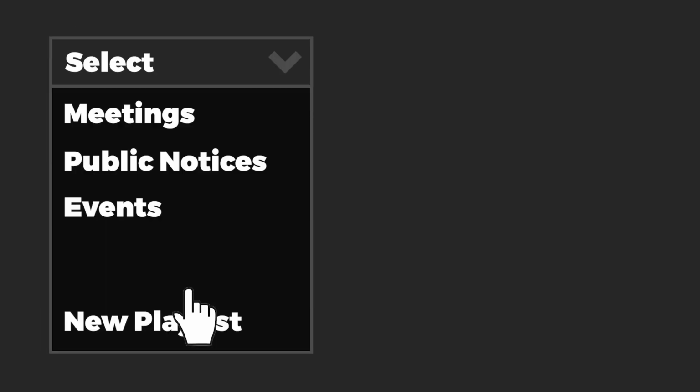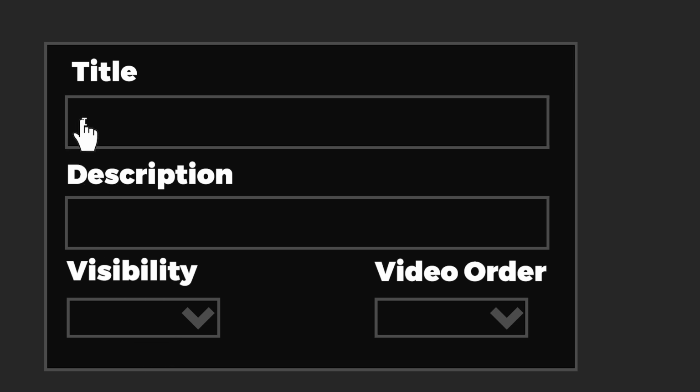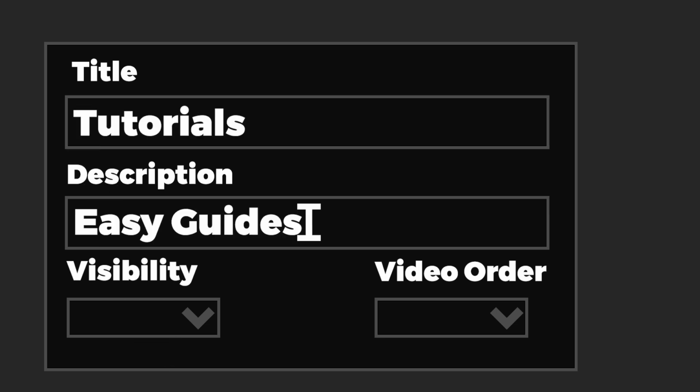Playlists help organize your content by category. For example, monthly meetings, public notices, or community events. To add your video to a playlist, either select an existing playlist or click New Playlist. Enter a name and optional description for the playlist, and then choose the visibility.